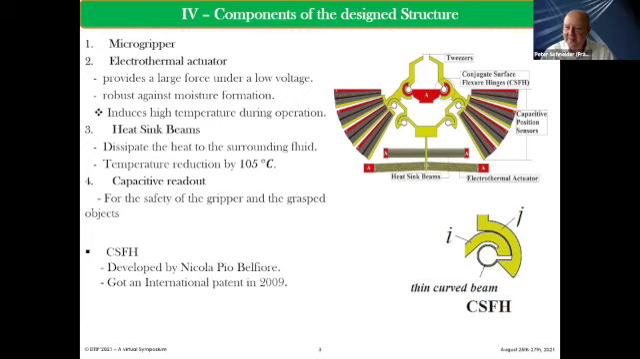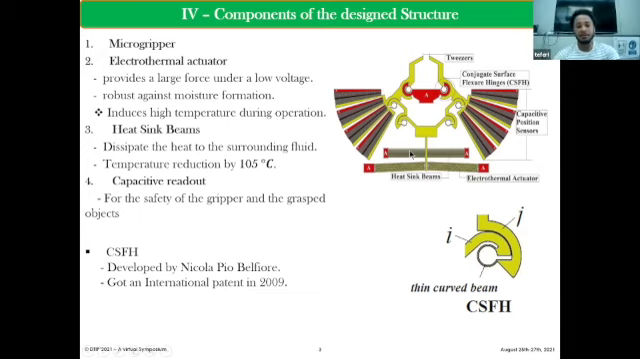Okay, thank you. And just one question from my side. You have these heat sink beams in the structure. Could you comment on the design considerations for these heat sink beams? They are additional elements, and maybe they have an impact on the movement of the structure. Maybe you have taken specific design measures to prevent or minimize this impact.